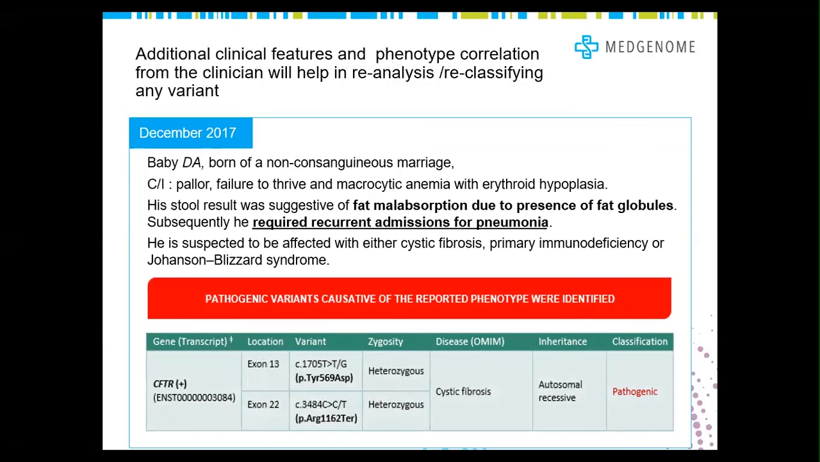And here, when it was considered that recurrent admissions for pneumonia and fat malabsorption, we rechecked for primary immunodeficiency disorders, and we could find compound heterozygous variants in the cystic fibrosis or CFTR gene, which was pathogenic, and it can explain the findings in the patient of failure to thrive, anemia, fat malabsorption, as well as recurrent pneumonias. So we can see that over a period of time, probably if we try to reanalyze the data, we might get something of significance which might have been missed before.